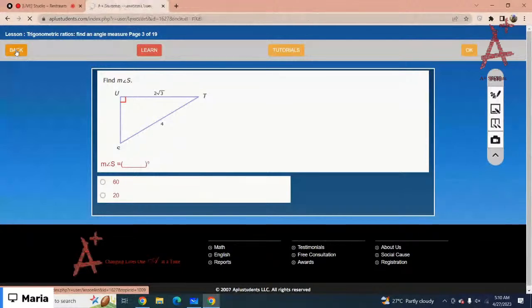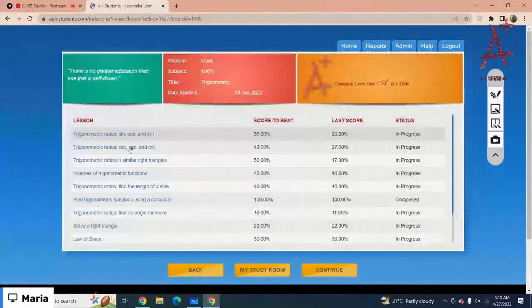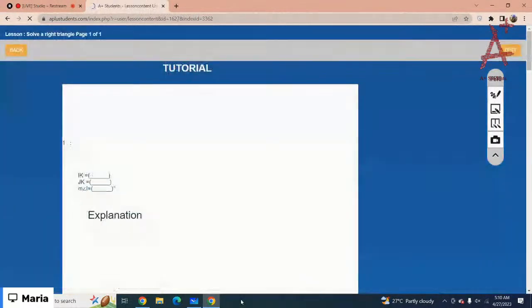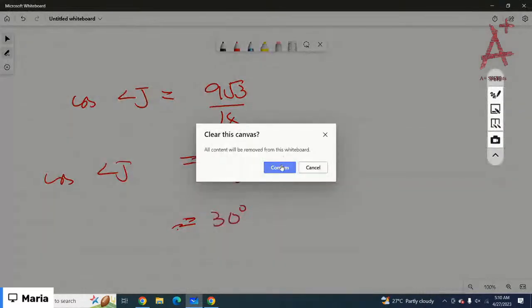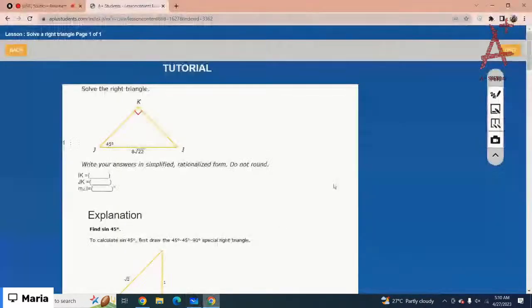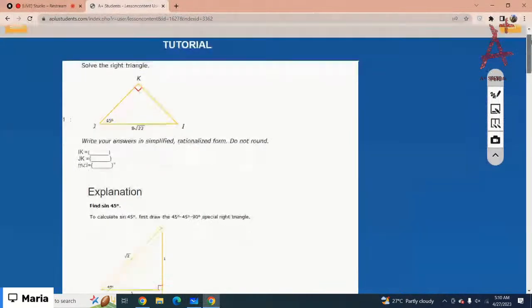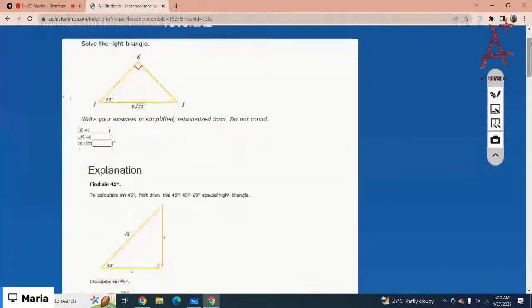Okay, the next one is solve the right angle triangle. Let's just see how do we solve the right angle triangle. Write your answer in simplified form, rationalized form, do not round. You have to calculate the missing angle and all the other two sides. Got it?